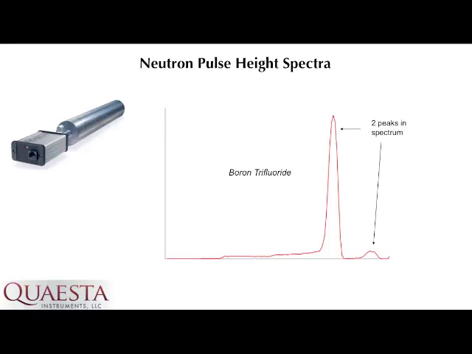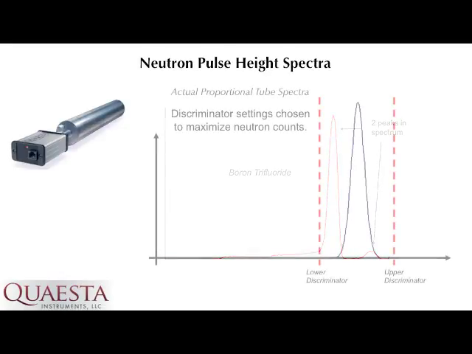Boron trifluoride has two peaks in the pulse height spectrum. Because the nuclear decay mode has two possible channels, this leads to two sets of nuclear reactants with different energies, generating two distinct peaks in the spectrum.